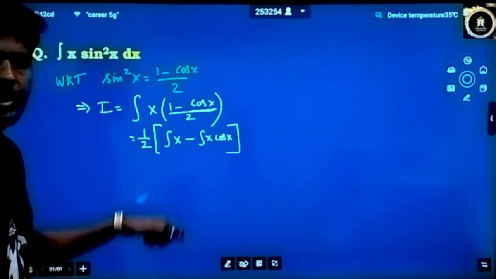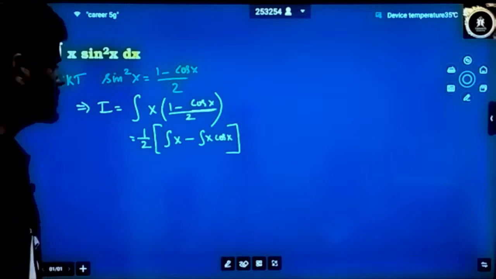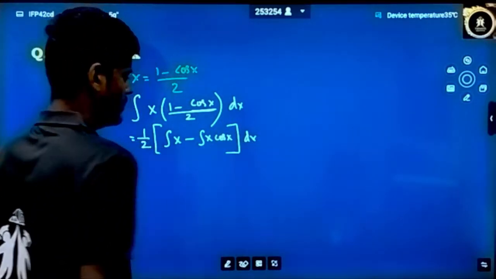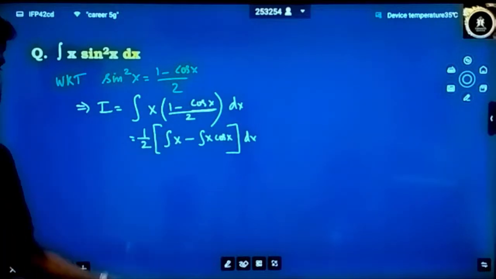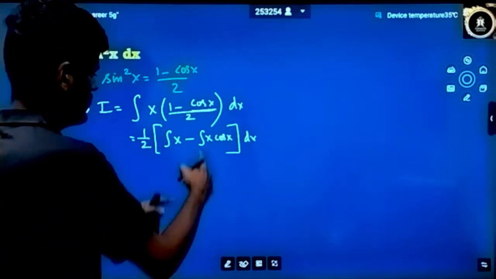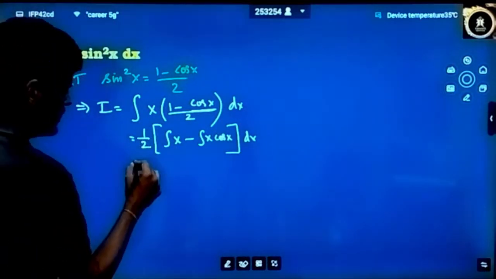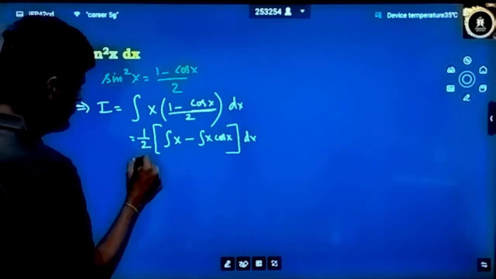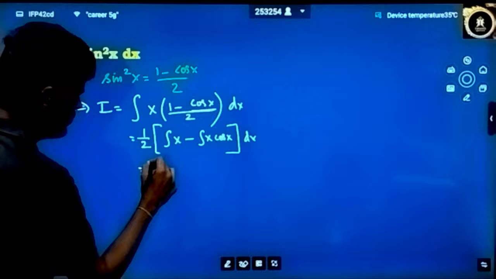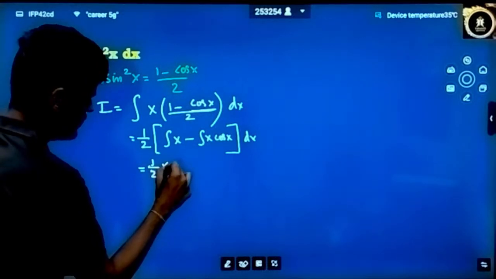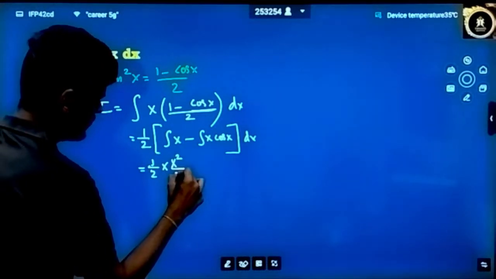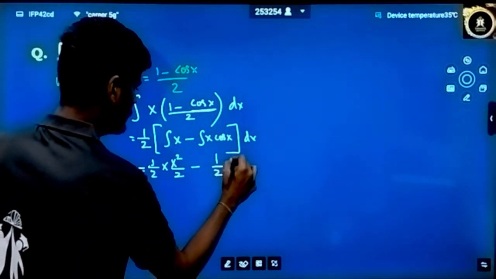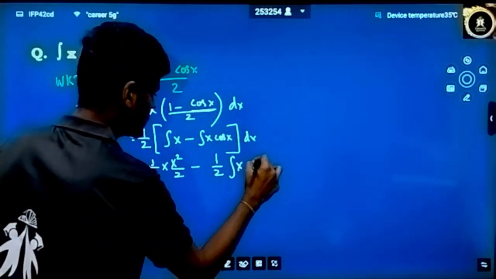Now we can apply integration by parts for the second integral. So what is the first integration? The integral of x is x square by 2. So we will get 1 by 2 into x square by 2 minus 1 by 2 into the integral of x cos x dx.